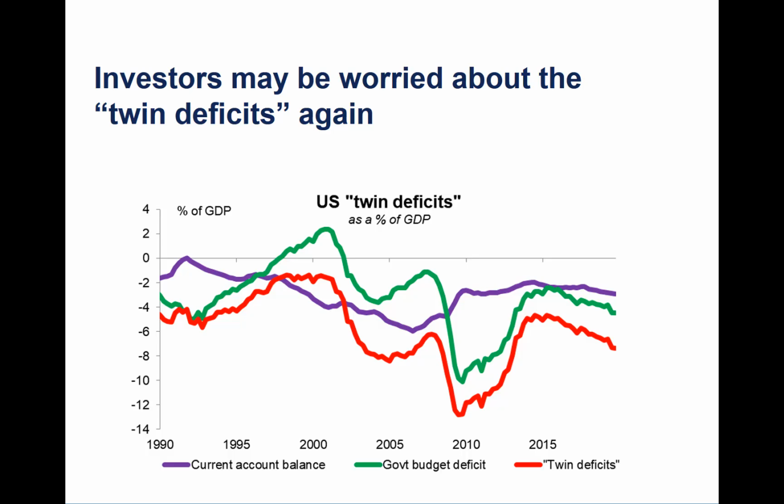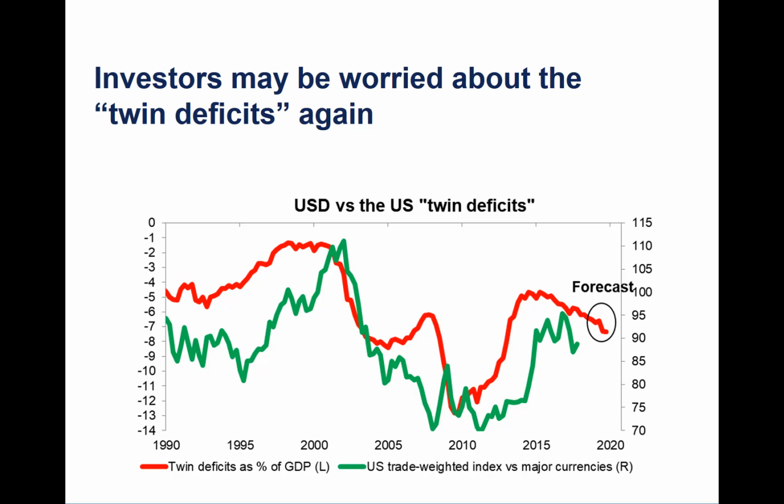This refers to the U.S. government budget deficit, the green line in this graph, and the current account deficit, the purple line. This graph shows both of them as a percentage of U.S. GDP. The red line is the sum of those two, and that is the twin deficit. Now here we have the twin deficit versus the Fed's index of the value of the dollar against the U.S. major trading partners.